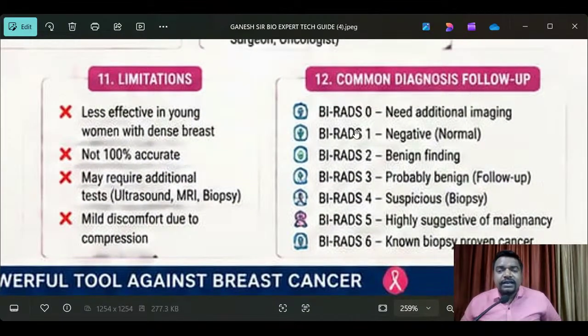Common diagnosis follows here. BI-RADS 0 needs additional imaging, BI-RADS 1 is negative, normal, BI-RADS 2 is a benign finding, BI-RADS 3 is probably benign, follow-up, BI-RADS 4 is suspicious, biopsy, BI-RADS 5 is highly suggestive of malignancy, and BI-RADS 6 is known biopsy-proven cancer. Okay, these are the things.